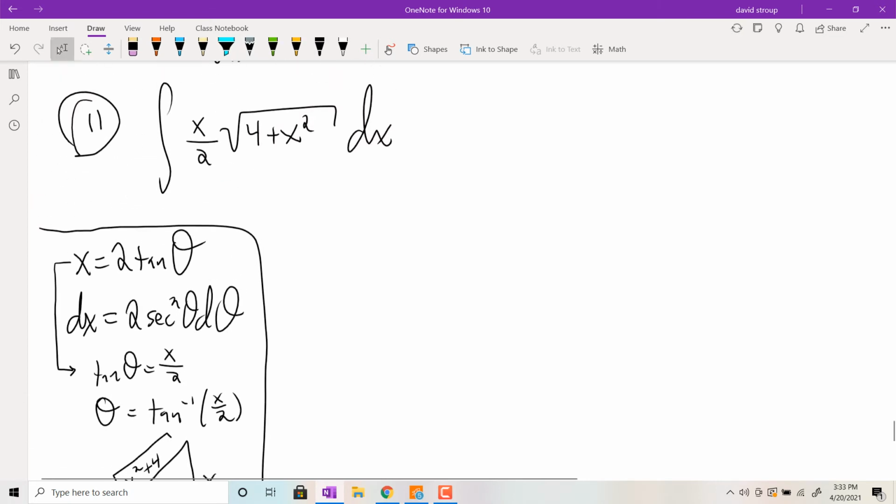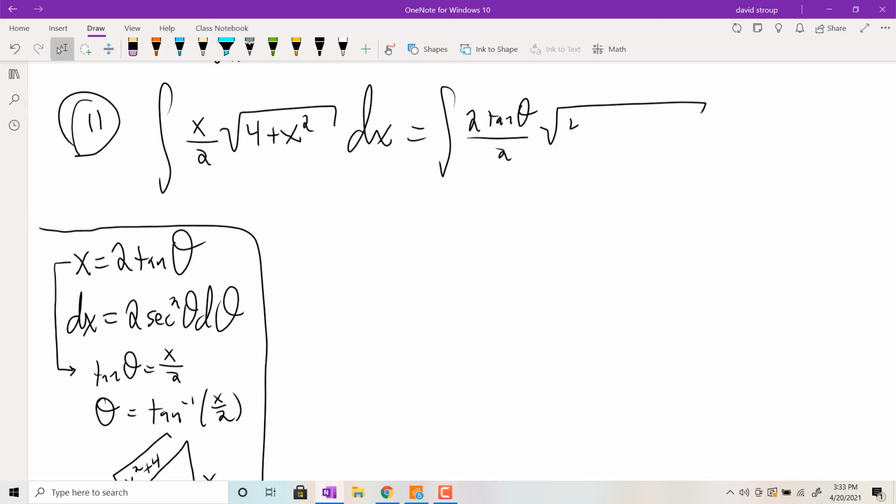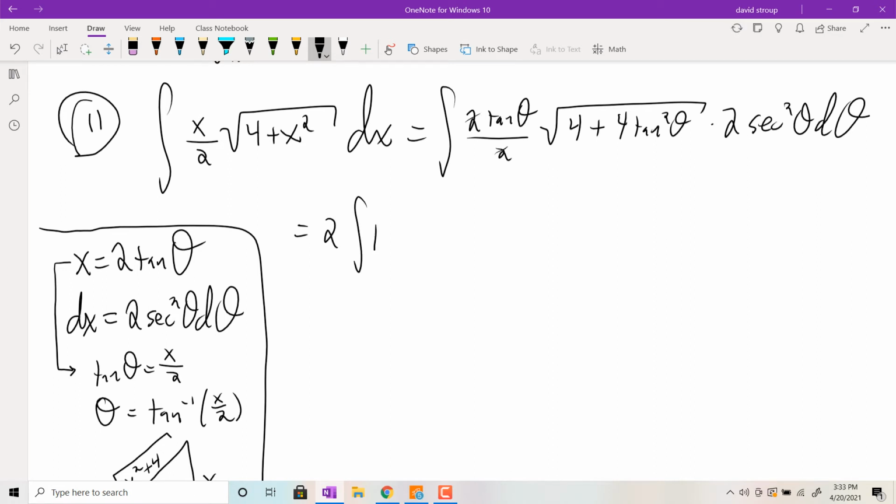Okay, so you begin by just using the first 2 parts of that box. So for x, it's 2 tan theta over 2. And the square root of 4 plus x squared, so that'll be 4 tan squared theta. And then dx is 2 secant squared theta d theta. Okay, simplify a bit. I can factor out a 2. These 2's will cancel. So I get 2 integral tan theta times, there's a secant squared theta.